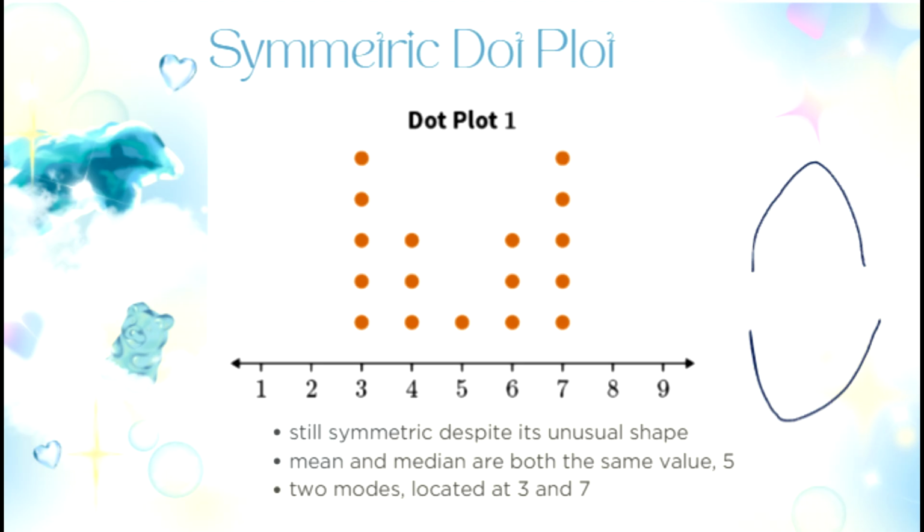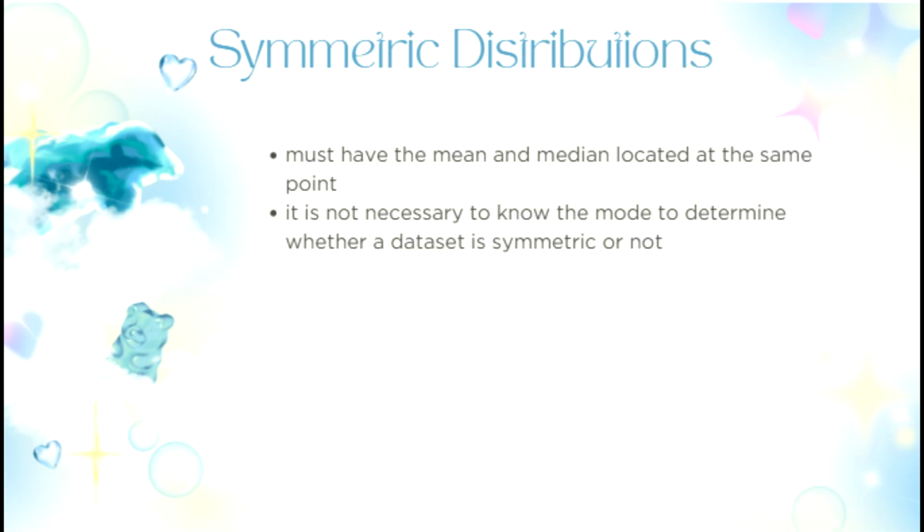Mean and median are both at the same value, 5. They're still here. This becomes the central balancing point instead of being like the highest number of responses or whatever. There are 2 modes in this. Mode is the number that happens the most often, and that occurs at 3 and 7 because they have the same number of dots. So there's 2 modes for this one.